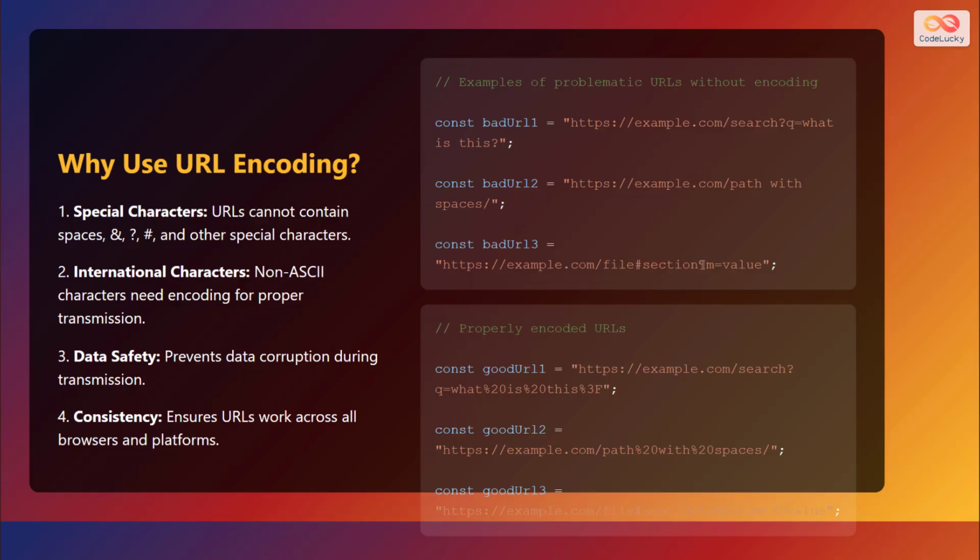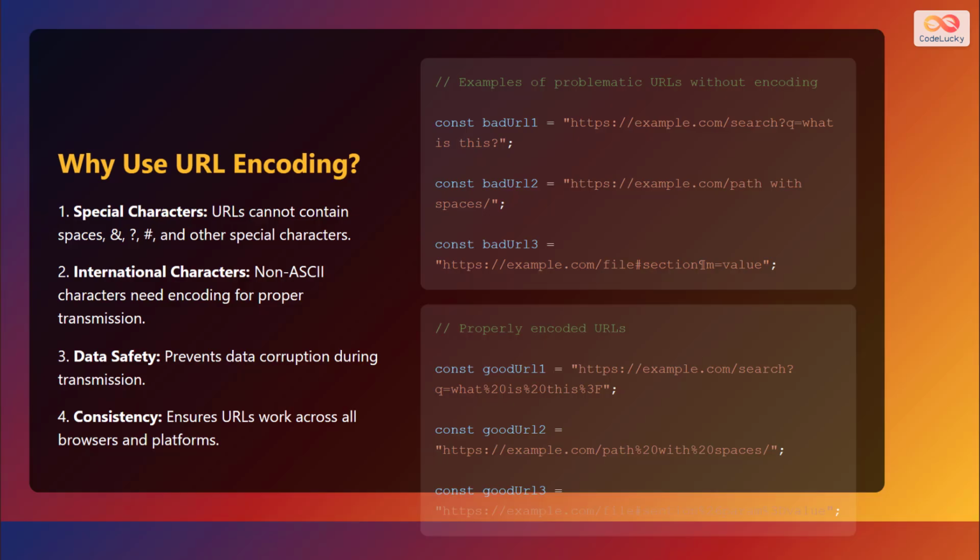There are several reasons to use URL encoding. Firstly, URLs cannot contain spaces, ampersands, question marks, number signs, and other special characters directly. URL encoding allows us to include these characters safely. Secondly, international characters, which are non-ASCII, need encoding for proper transmission across the internet. Encoding prevents data corruption, ensuring that the data arrives intact. Lastly, encoding ensures that URLs work consistently across all browsers and platforms.